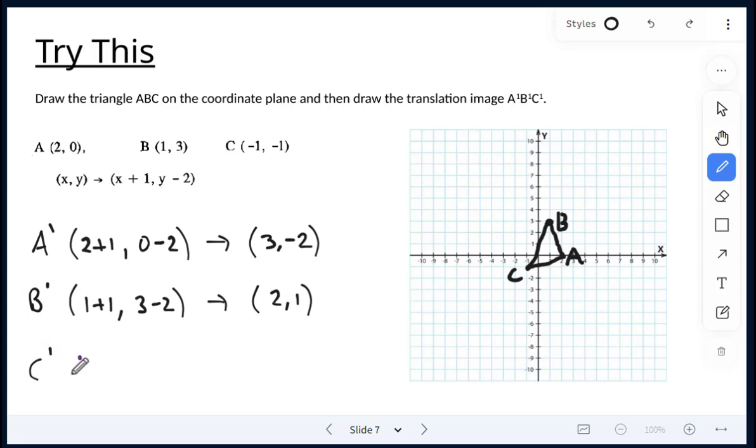And then C prime, our original point was (-1, -1). So that's going to become negative 1 plus 1, and then negative 1 minus 2. Okay, so our new point becomes (0, -3). All right, so thank you again to one of our students for drawing in our new triangle, A prime, B prime, C prime. Okay, and that's what it looks like for a slide.